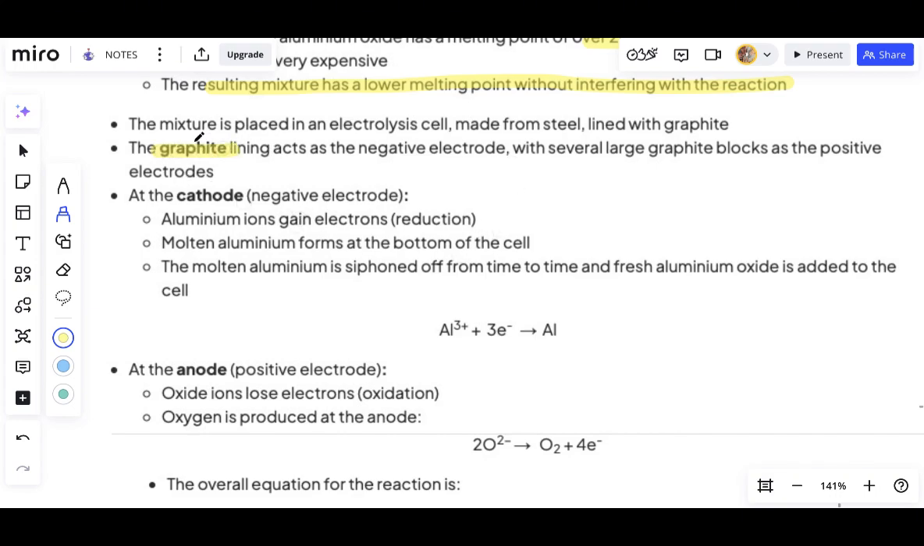They may ask you for electrolysis, which of the electrodes are, what is used as the electrode? The graphite. Graphite is used as the electrode. Both the anode and the cathode, we use the graphite electrode.